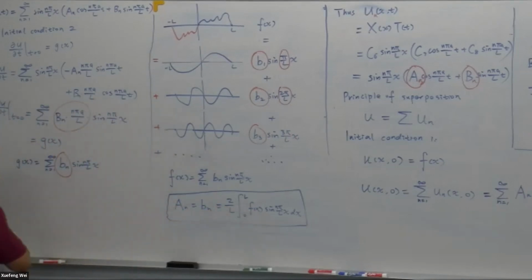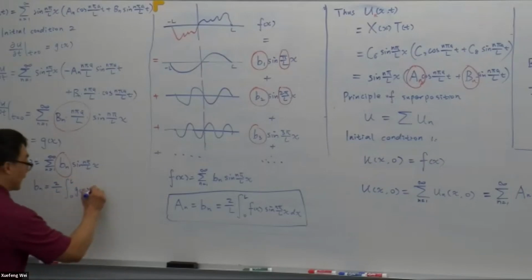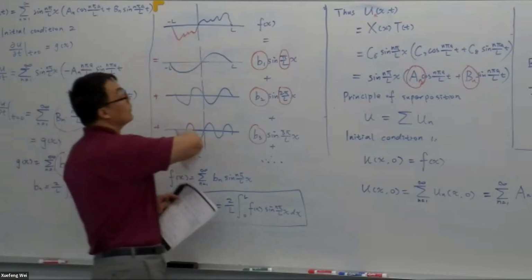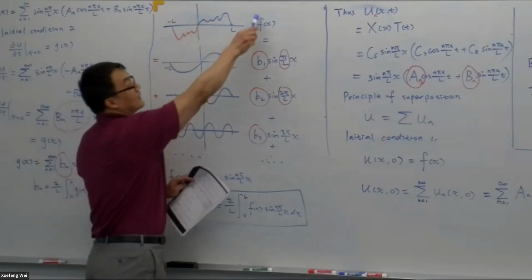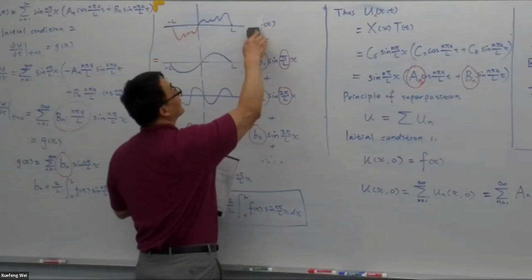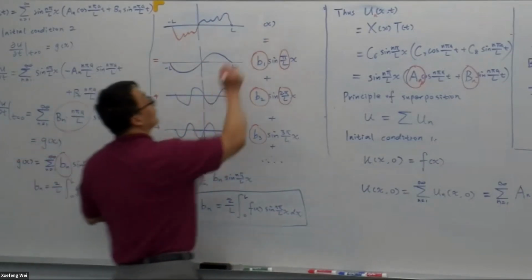So b_n is going to be 2 over L, integral from 0 to L, g(x), not f(x), g(x) sine n pi over L x dx. So this entire formula is still valid. The difference is instead of f(x), it's g(x). I don't know what the initial velocity g(x) is. g(x) could be something different.